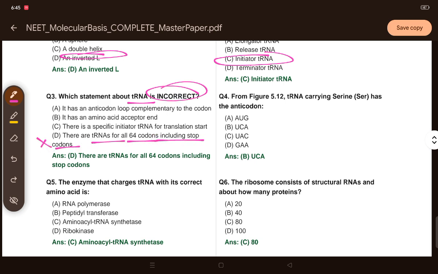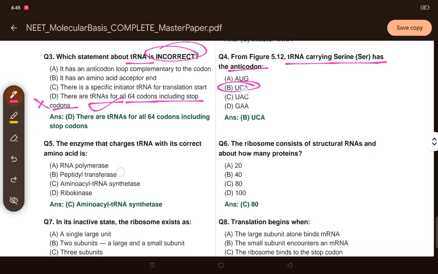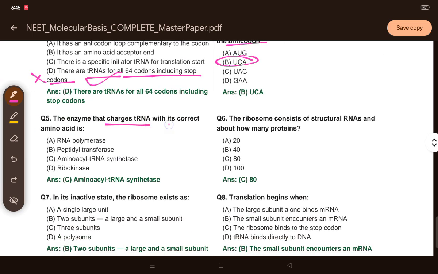तो ये चीज़ गलत है. Basically यही आंसर होगा. tRNA carrying serine has the anticodon UCA. The enzyme that charges tRNA with its correct amino acid is aminoacyl tRNA synthetase. The ribosome consists of structured RNAs and about how many proteins?